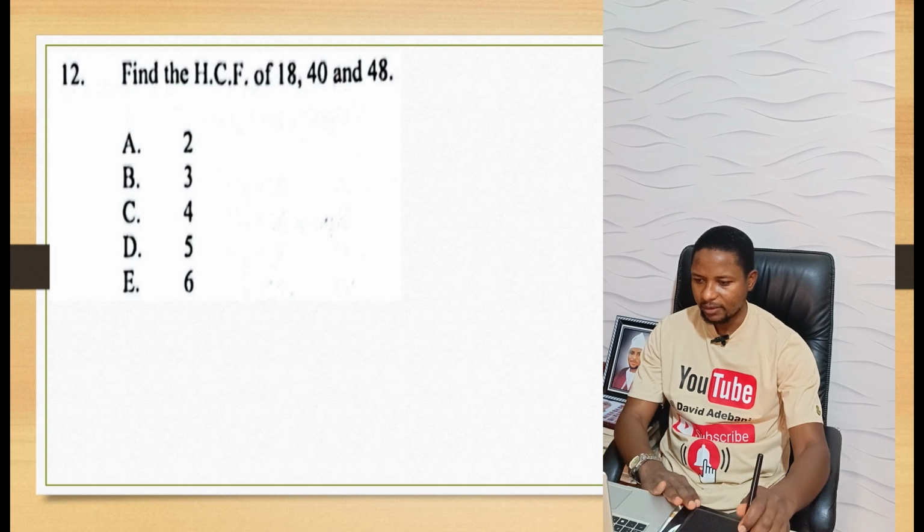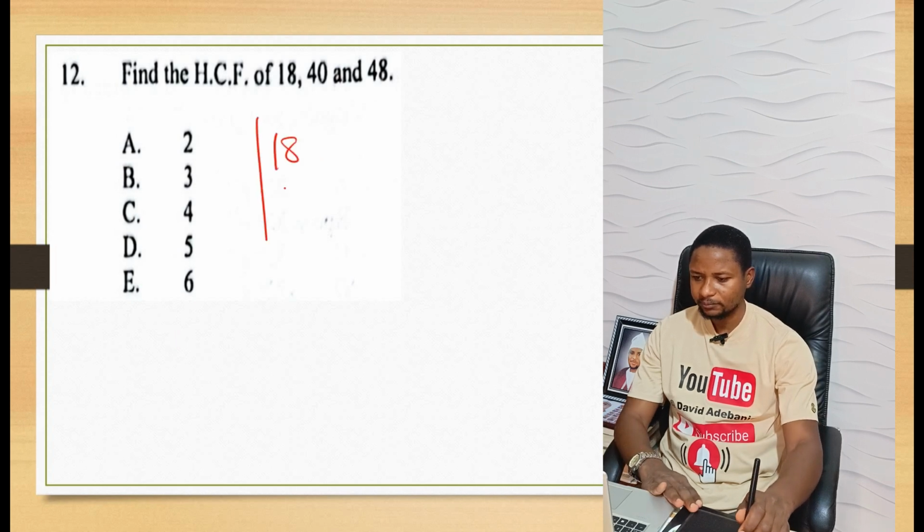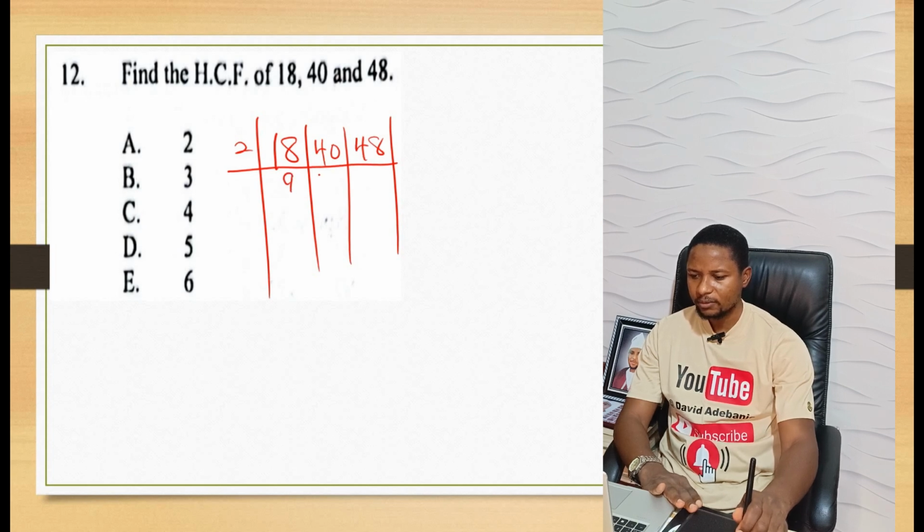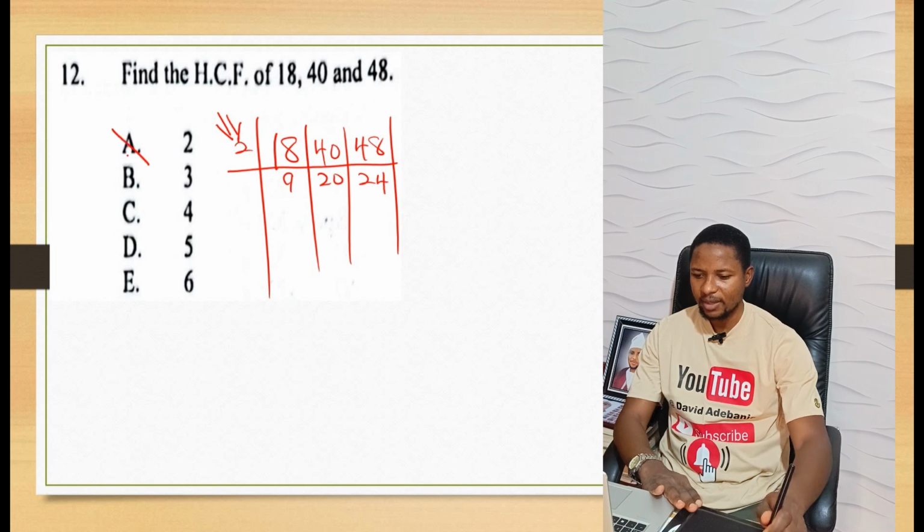Question 12. HCF of 18, 40, and 48. Alright, start with 2 because they all end with an even number. So 2 in 18 you have 9. 2 in 40 you have 20. 2 in 48 you have 24. Now 2 can go in 20 and 24, but 2 cannot go in 9. And 3 can go in 9 and 24, but 3 cannot go in 20. So obviously the HCF is just 2. So our answer is A.